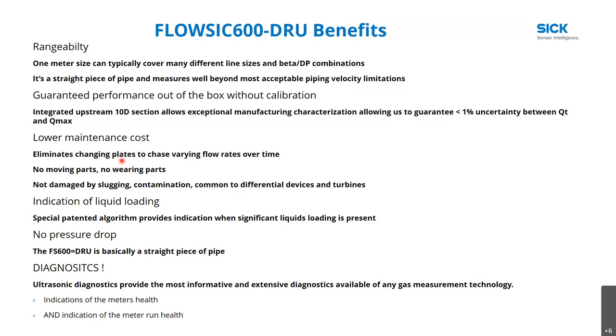It does have an indication of liquid loading. In other words, if liquid comes down the line, there is an algorithm that looks at different values in the meter, such as speed of sound, and some differences in flow measurement on the two paths, and can calculate if it thinks that there might be liquid coming down the line. No pressure drop across, and of course, again, diagnostics. With all the diagnostics that are available, it gives you a lot of good information about what's happening inside the pipeline.